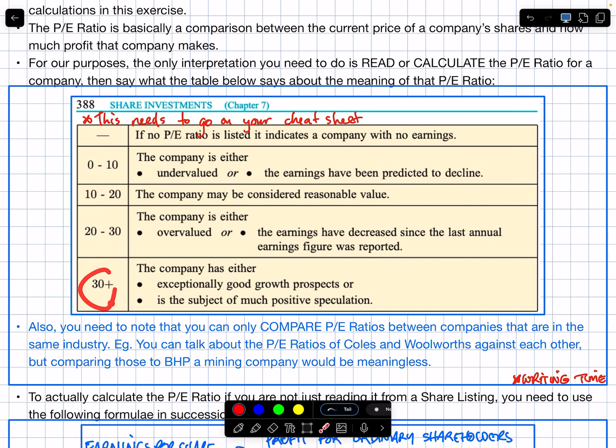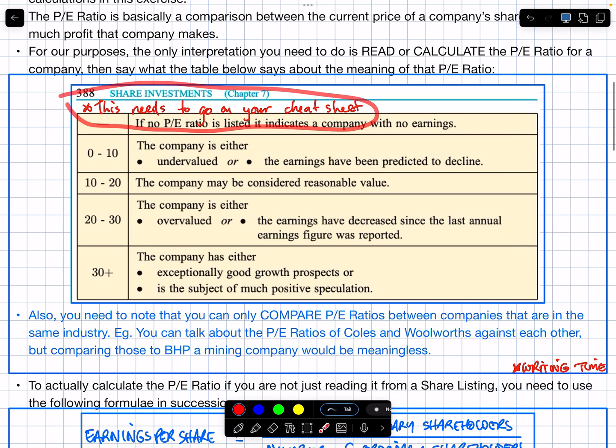Or the earnings have decreased since the last annual earnings figures was reported. And lastly, if it's 30 or above, the company has either really good growth prospects or people love the idea of it, okay? So if you could get a version of this, you can cut down those sentences, but that could go on your cheat sheet. And if you calculate any of these PE ratio ranges, you just say what that sentence says, okay? So I'll give you time to get that.